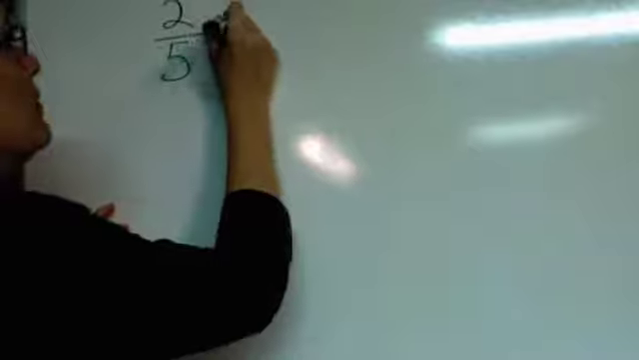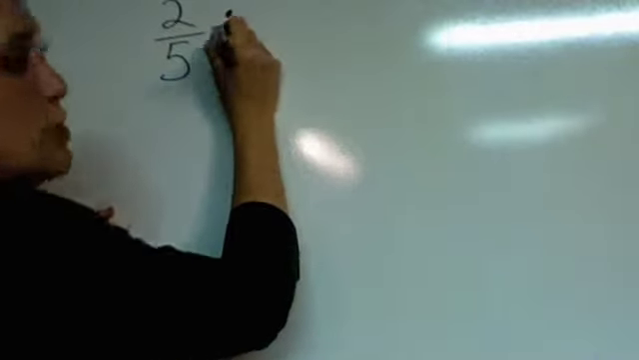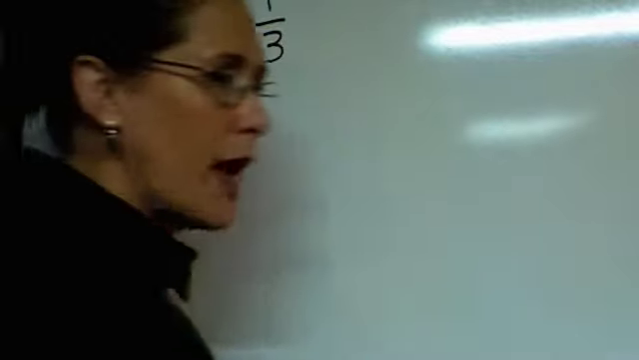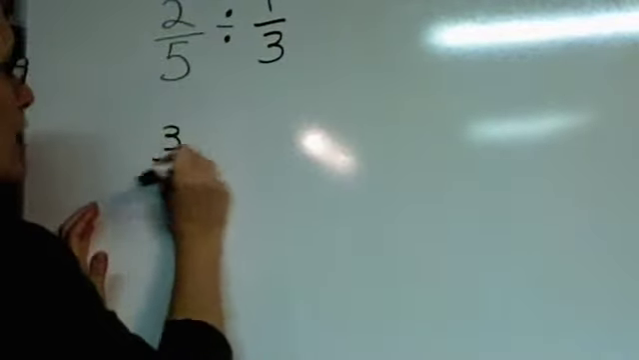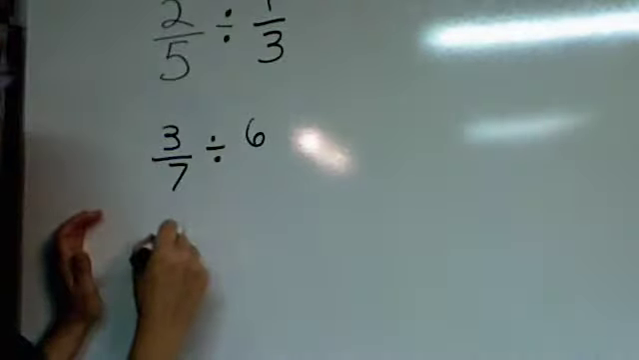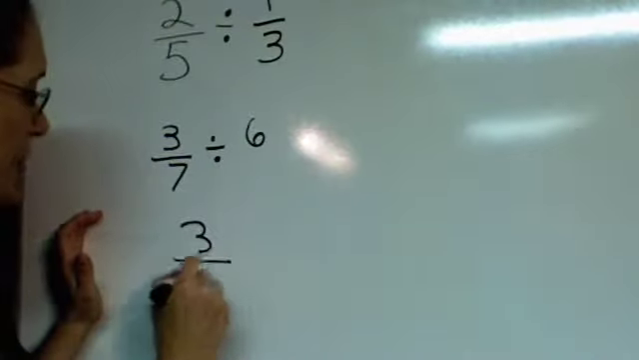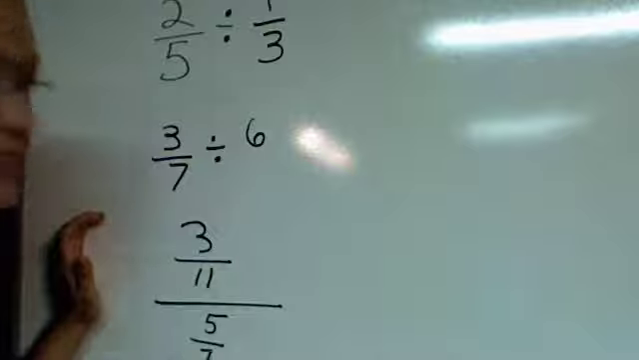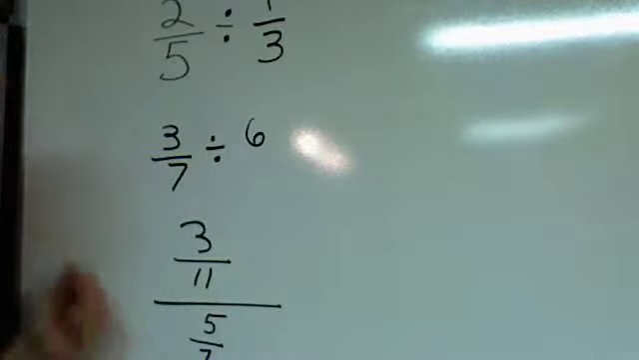We're going to start with this little fraction problem: 2/5 divided by 1/3. We're going to do that one. Then we're going to try 3/7 divided by 6. And then we'll try, am I still going to be on the board? 3/11 divided by 5/7. Oh, good. We get all three of those on the board.